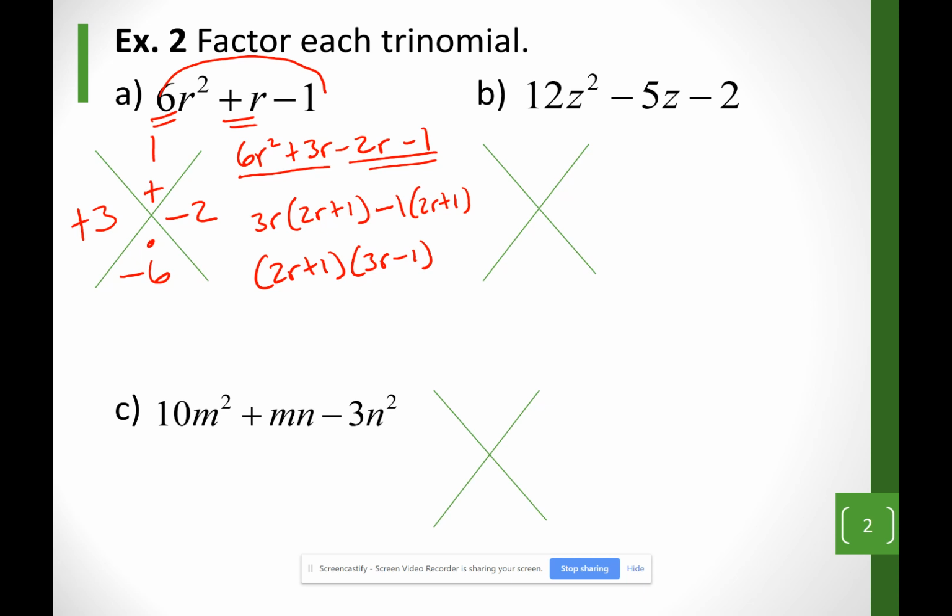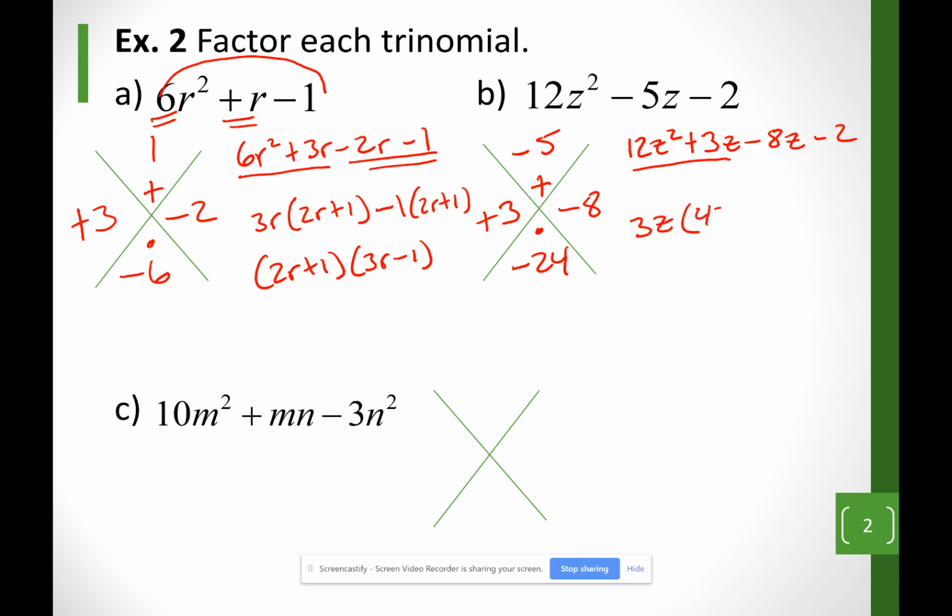Same thing with example B. I'm looking for two numbers that multiplied is equal to negative 24, but when I add them is equal to negative 5. They multiply to a negative sign, so the signs might be different. I'm thinking of positive 3, negative 8. So I'm just going to split my middle term as 12z squared. That's my first term. My middle term, I'm going to split it as plus 3z minus 8z. And then minus 2.